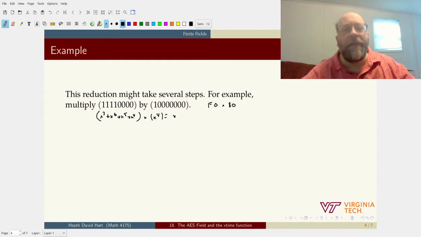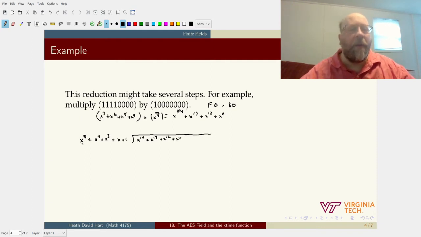And that part's easy. That's x to the 11th. I'm sorry, not x to the 4th, x to the 7th. So we get x to the 14th plus x to the 13th plus x to the 12th plus x to the 11th. Well, this is the wrong degree, so we have to divide x to the 8th plus x to the 4th plus x cubed plus x plus 1 into x to the 14th plus x to the 13th plus x to the 12th plus x to the 11th.